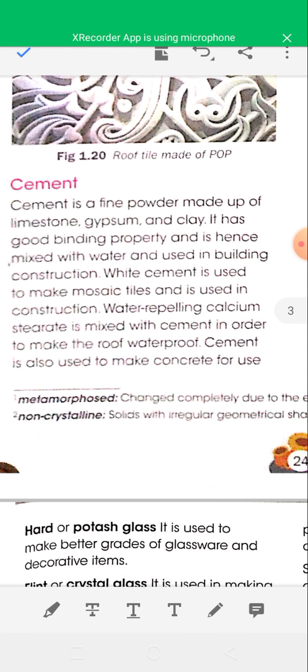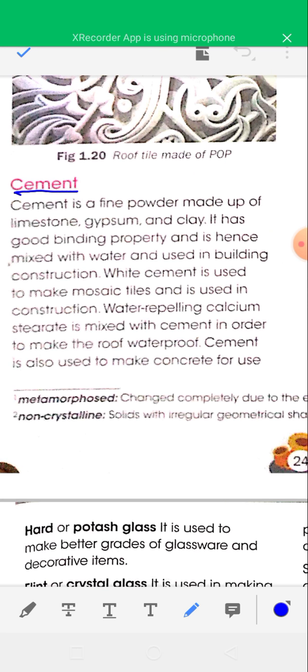Next, cement. What is cement? Cement is a fine powder made up of limestone, gypsum and clay. You have to remember the components of cement. It has good binding property, hence it is mixed with water and used in building construction.